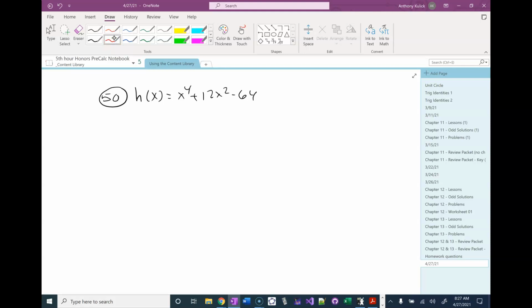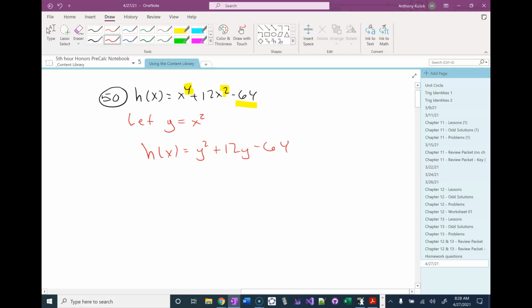But what I notice here is that this is 3 terms, right? And I notice the degree of the first term is twice the degree of the second term. And then I have a constant. What that really looks like is a quadratic to me. Now, it's not exactly quadratic, but it's in quadratic form. So if I say let y equal x squared, what I really have then is y squared plus 12y minus 64, which is exactly quadratic.